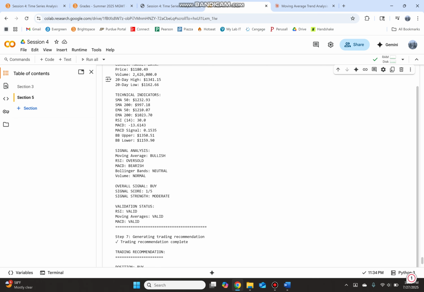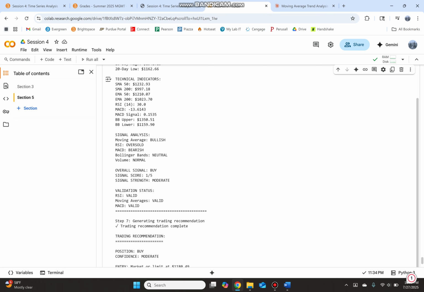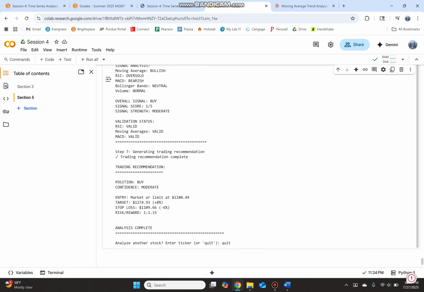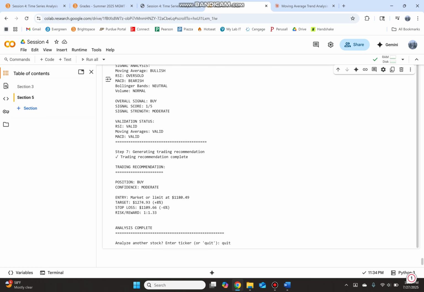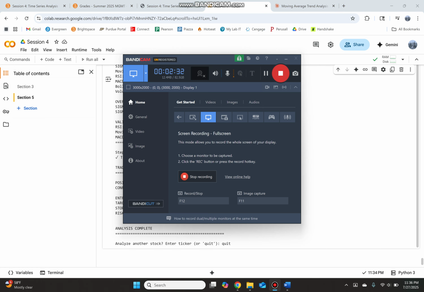It's probably expected to rise in the future. And everything's valid. And our recommendation, obviously, based on what I said, is a buy, and confidence is moderate. Like I said, enter it right now, and our target is to gain 8%. And if it drops more than 6%, then we exit out, and our risk reward is 1 to 1.13. Almost missed that. And that is session 4.